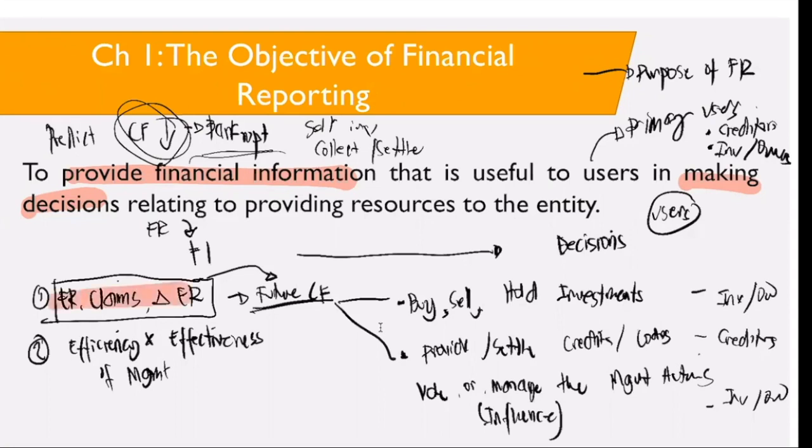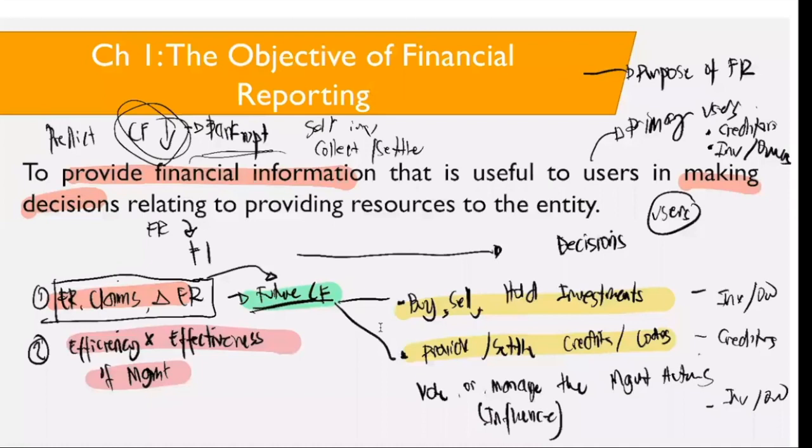What do we make use out of that financial information? We try to get the future cash flows. And based on that, what decisions do we make? We buy, sell, or hold investments, or provide or settle credits or loans. Another information that is provided under your financial information is efficiency and effectiveness of management.